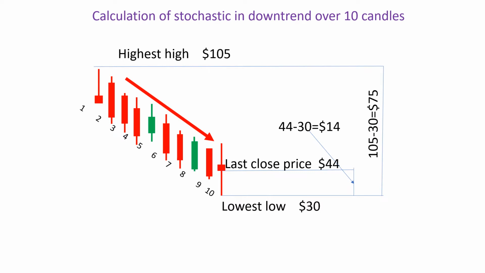And the stochastic value is nothing but 14 over 75 multiplied by 100, which is equal to 18.66. Since it is between 0 and 20%, it is in the oversold zone. You can see the low value of stochastic shows us that price closed only 18.66% above the low of the range, and consequently the downtrend momentum is very strong.